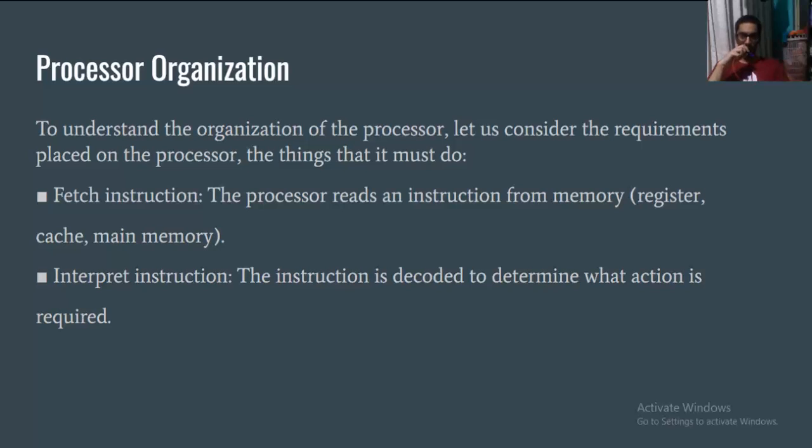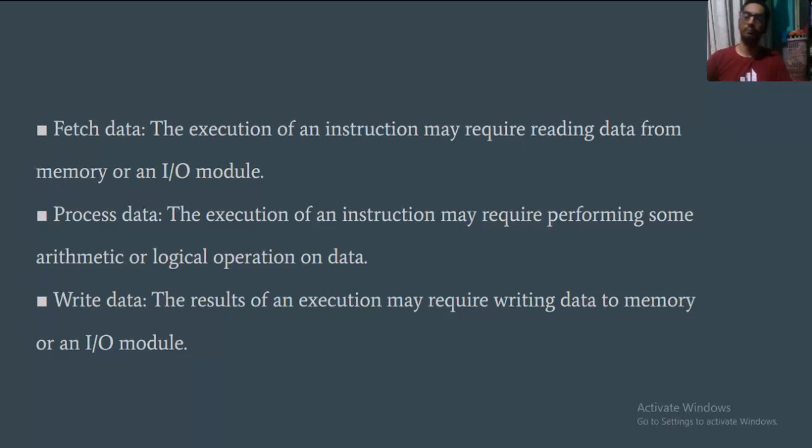The five steps of processor organization are as follows. First step is fetch instruction: the processor reads an instruction from memory, register, cache. Second, reading data from memory or an I/O module. The third step, some arithmetic or logical operation on data. The final step is to write the data.